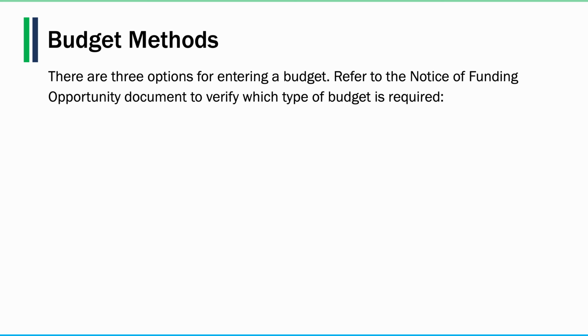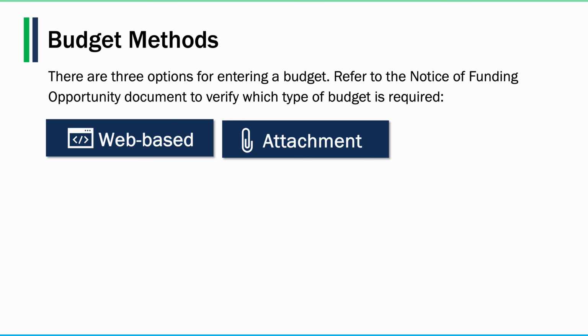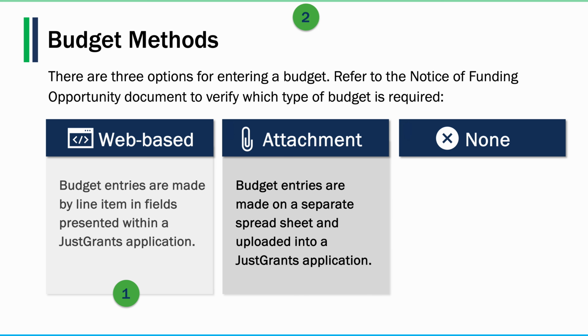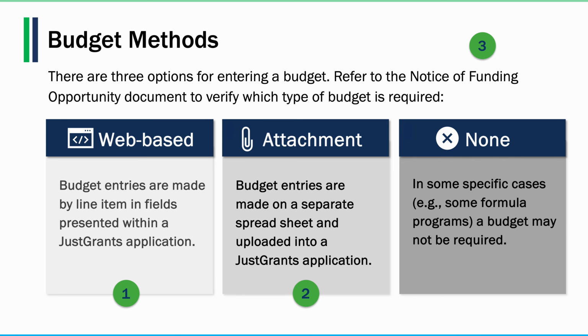There are 3 ways to submit a budget in JustGrants, and the specific method you'll use depends on the requirements outlined in your NOFO. Web-based. Attachment. None. With web-based, this involves entering budget details line by line directly into the fields provided in the JustGrants application. With attachment, you will create your budget in a separate spreadsheet and upload it to the application. In some unique cases, like certain formula programs, a budget might not be needed at all.